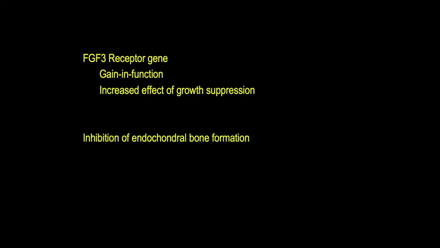And what does that mean? What the gene does, it's a gain in function of an inhibitor. So what it does is it increases the inhibitory effect on the growth plate, and so that increased effect on growth suppression. And you get inhibition of endochondral bone formation, leading to a very characteristic phenotype.